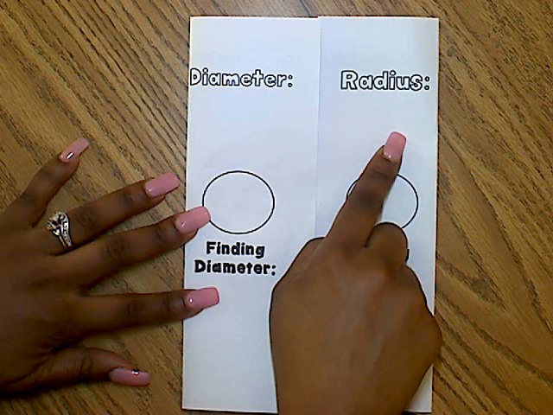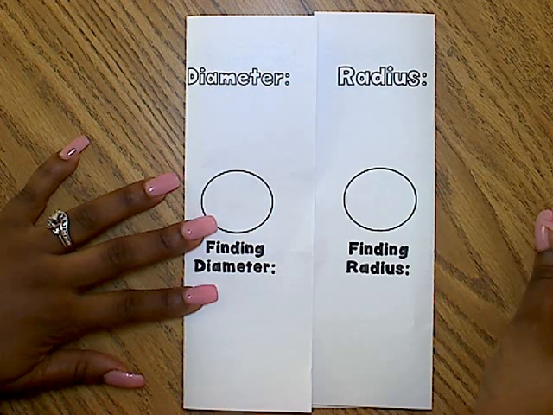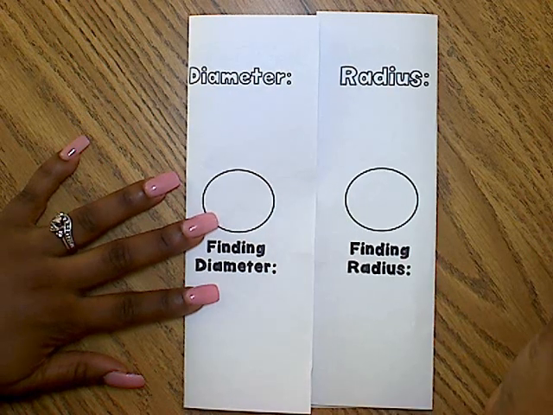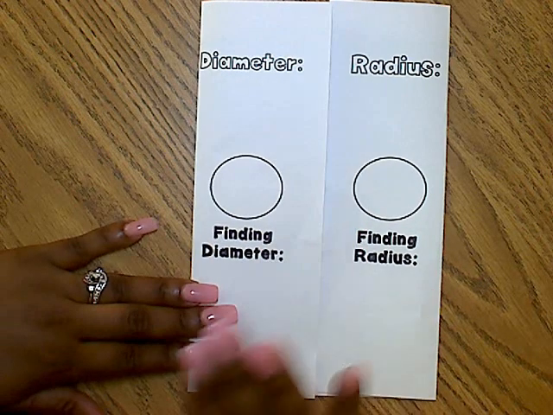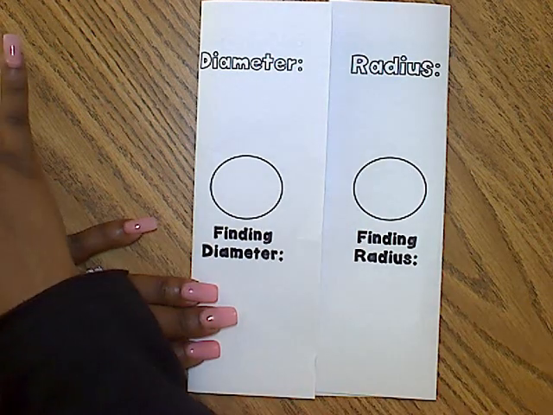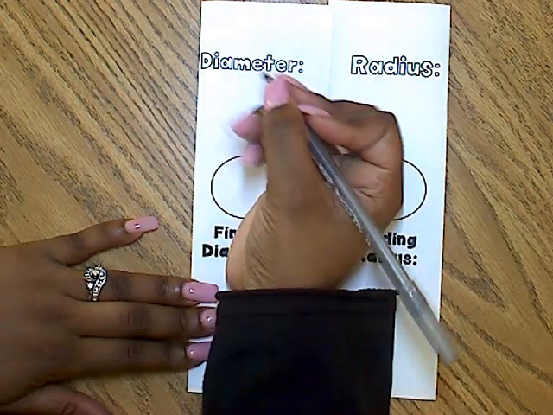And so diameter and radius are here. Remember, these are your notes, so if you want to put color on it, you can do so. Again, I'll be using colors, so you can follow my lead or you don't. So first things first, we want to write our definition of a diameter.